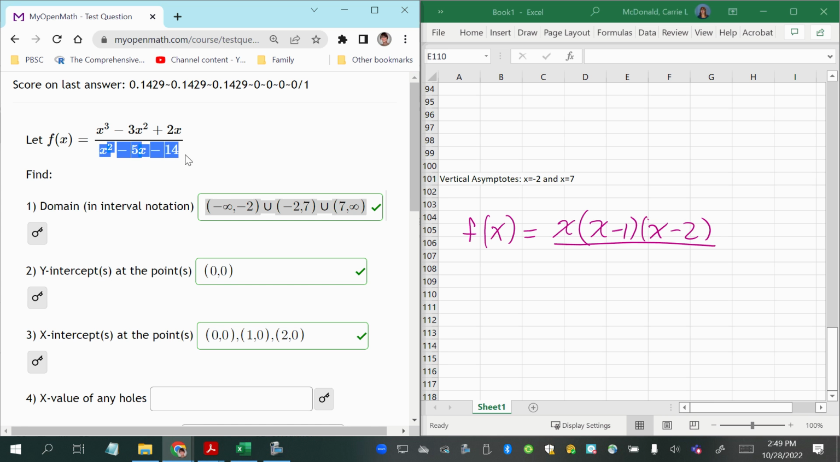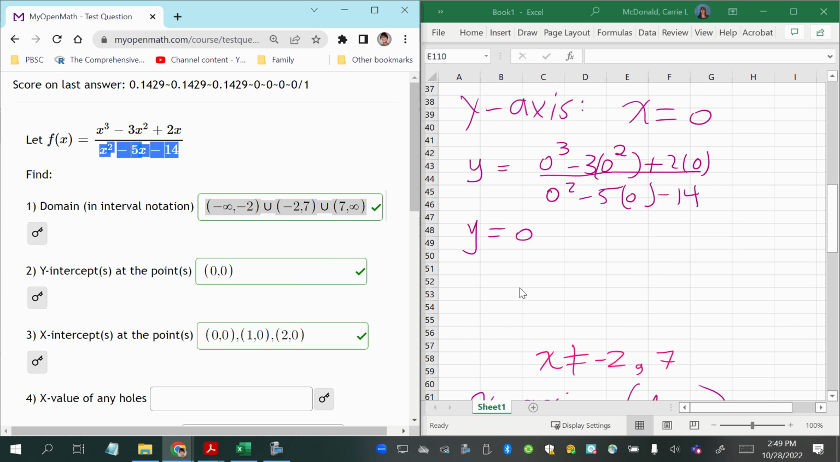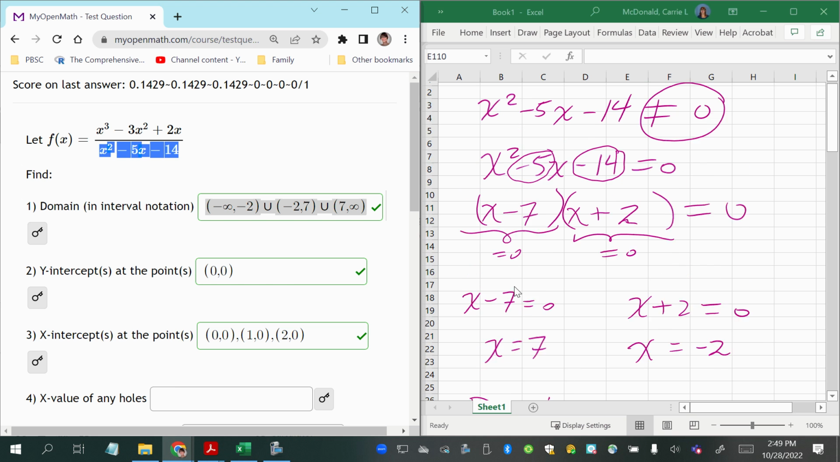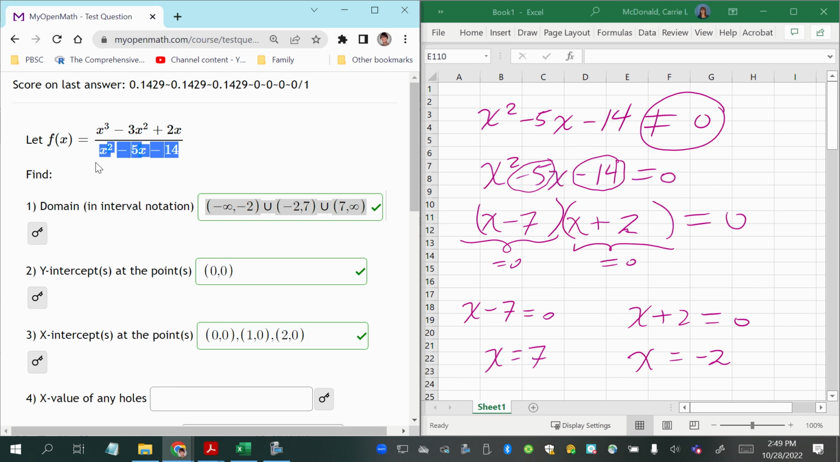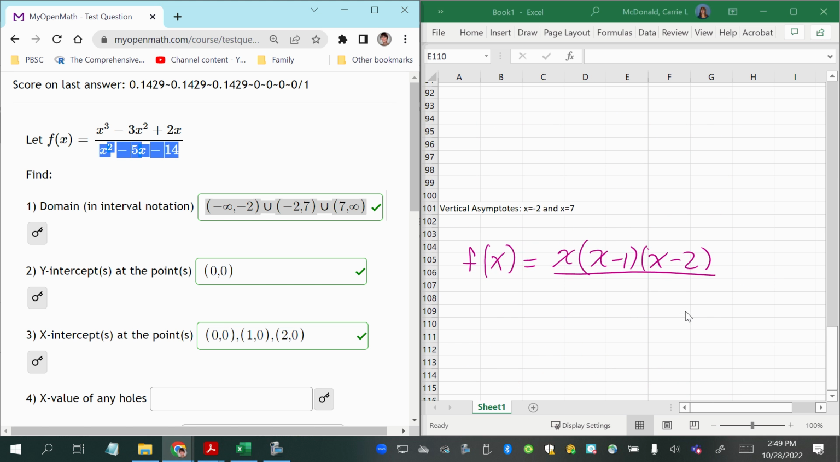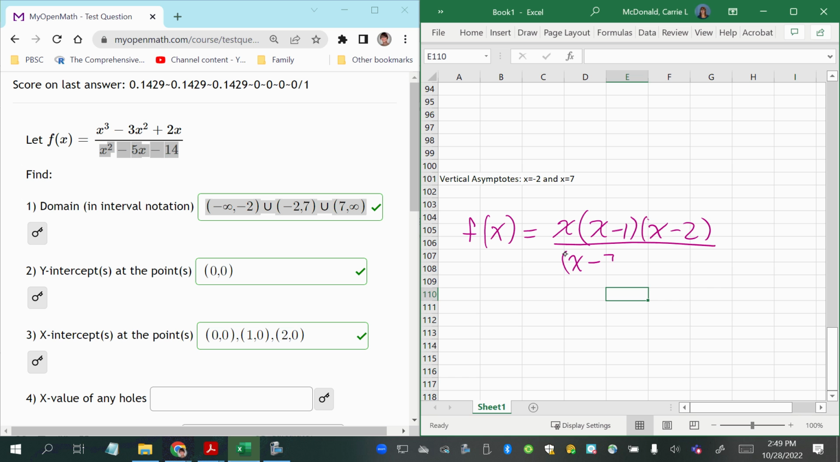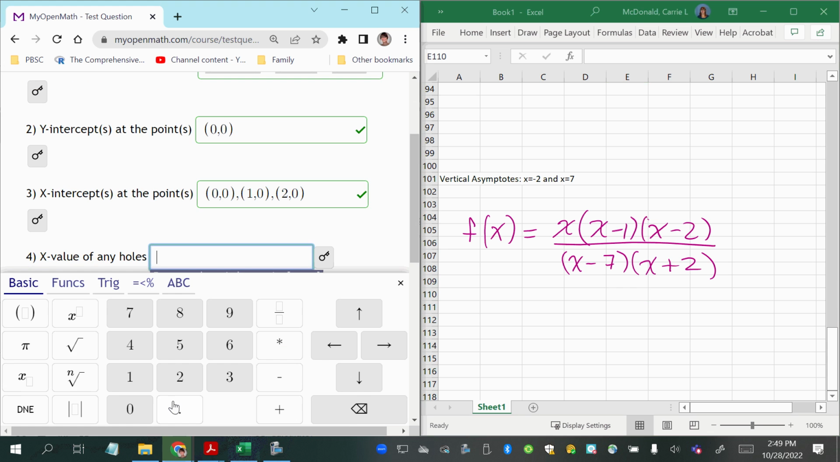Now I'm going to factor out the bottom if I can. And we did that earlier as well. Remember when we were trying to discover where the domain issues were? We figured out that the denominator factored out to x minus 7 times x plus 2. So I'm going to write that. None of the factors in the top are identical with the factors in the bottom, so there's nothing for me to cancel out. If any of these had canceled out, then we could have a hole, but we don't have that here. So this should be DNE, does not exist, no holes.